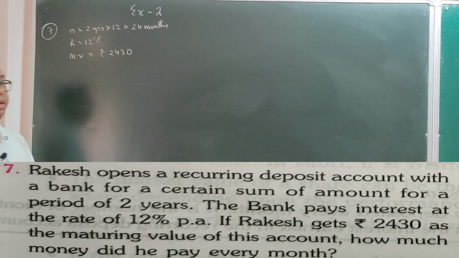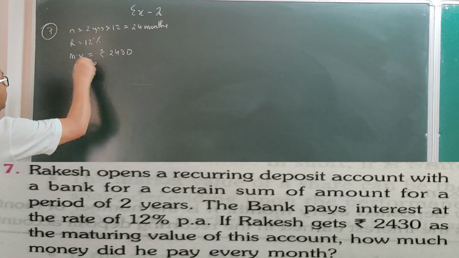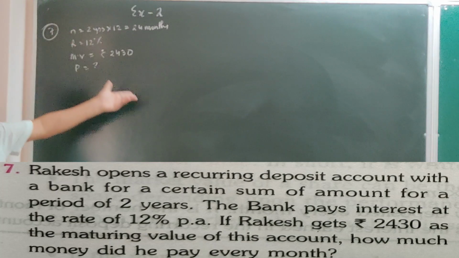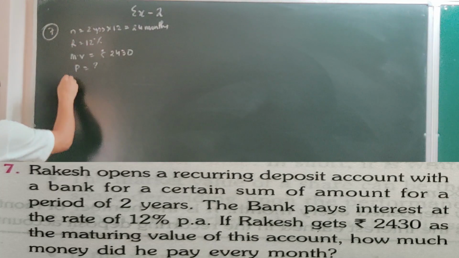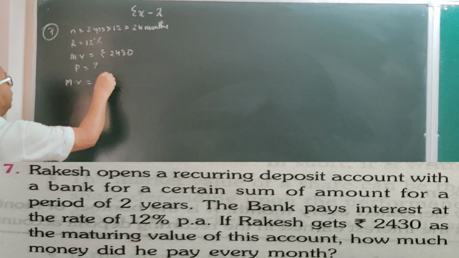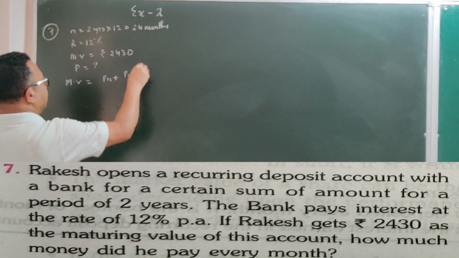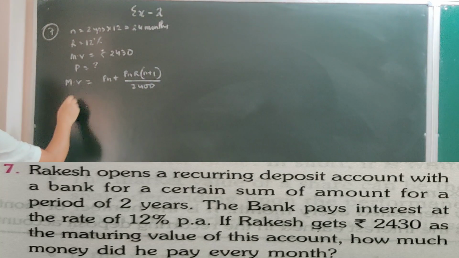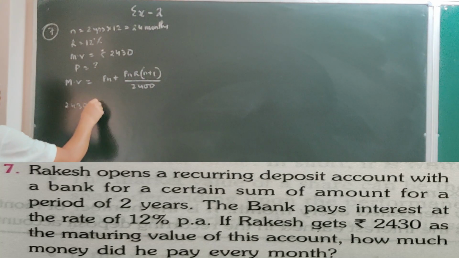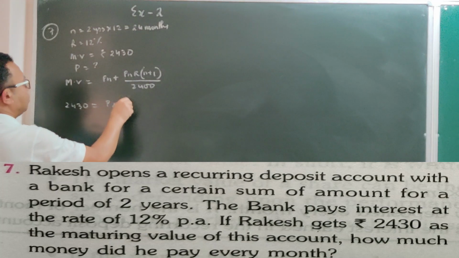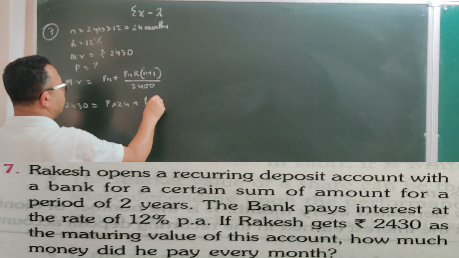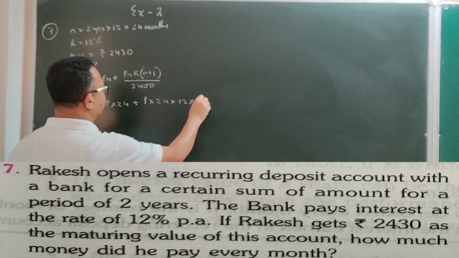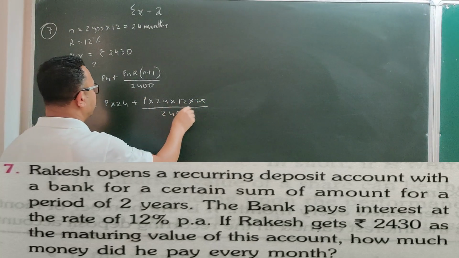So how much money did he pay every month means the question is asking you to find his monthly deposit. So this is the third type of question: as you can see, 3 are given, the fourth one is missing. So going by this, MV is equal to PN plus PNR N plus 1 over 2400. Now write down the values which you know. This is 2430, P is missing, N is 24 months, rate is 12, and then this is 24 plus 1, 25 over 2400.